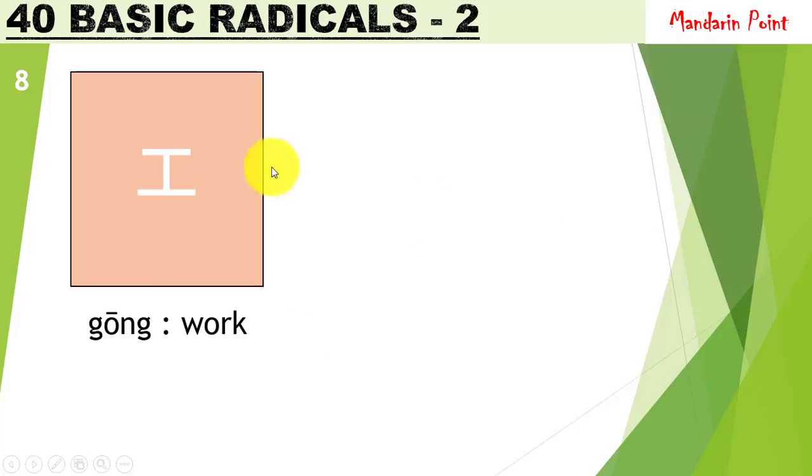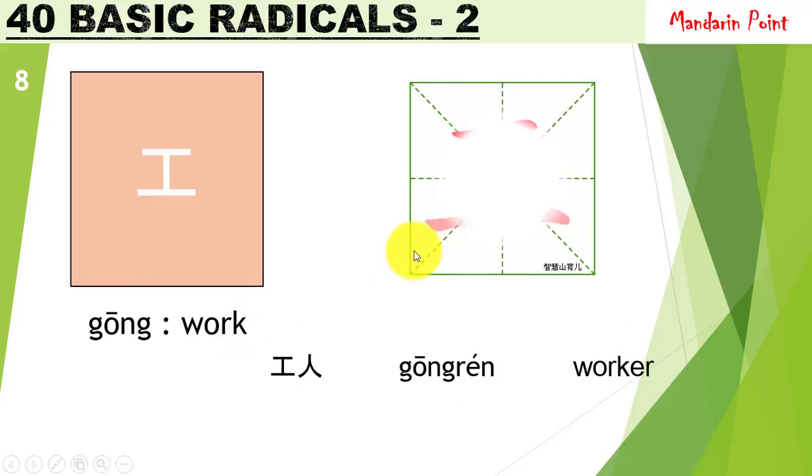The next radical is gong, very simple, and it relates with work activities. For example, here we have gong ren, which means worker. So worker is that person who works. Let's derive it from basic simple strokes. It is very simple: horizontal stroke, vertical stroke, and horizontal stroke. If you don't know about these basic strokes, you can watch our first 3 videos. We have discussed these basic strokes in detail.